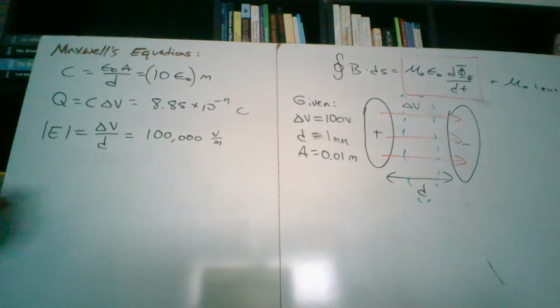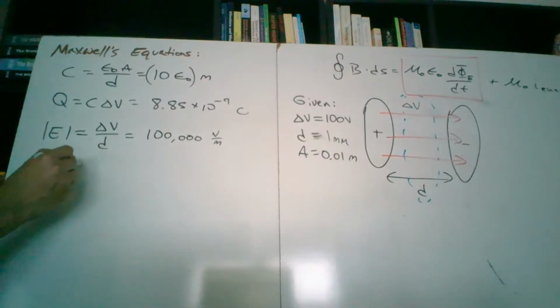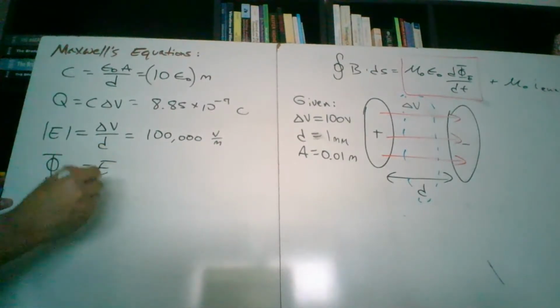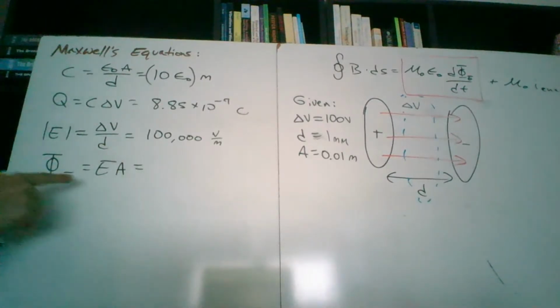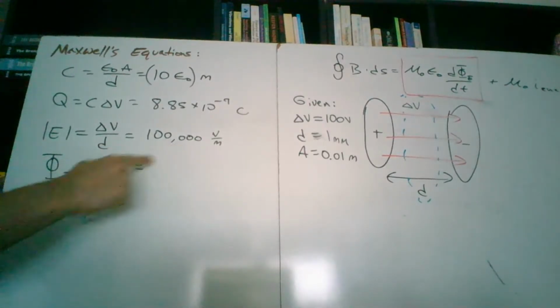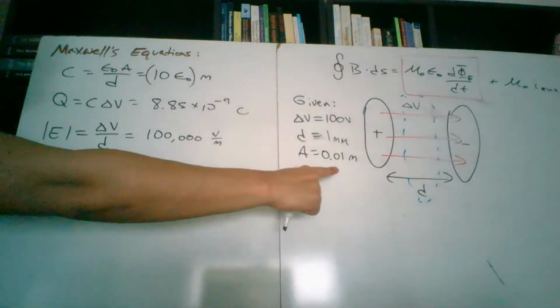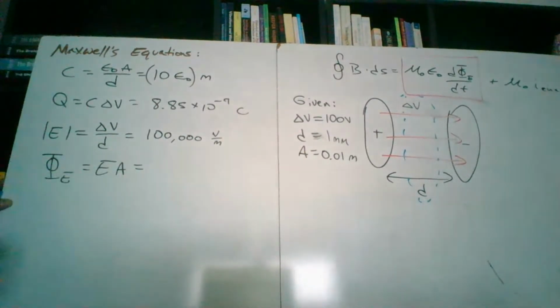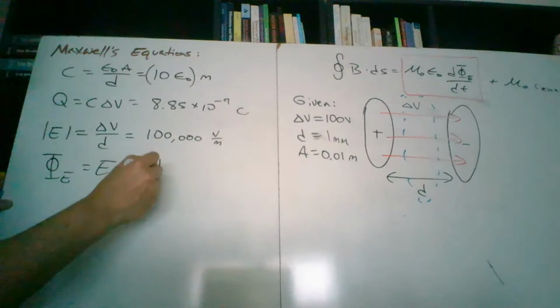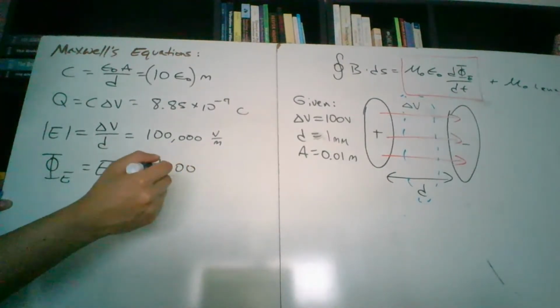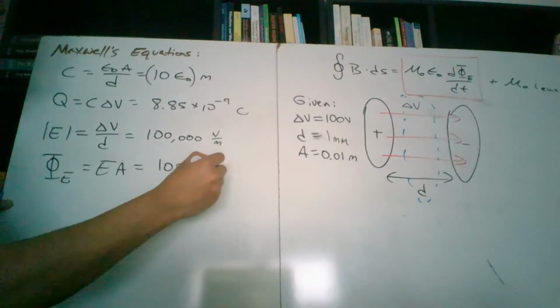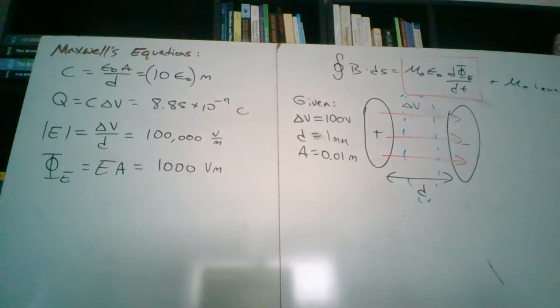Finally, given E, we can find the flux. The electric flux is equal to the electric field times the cross-sectional area. The electric field is given by this term right here, and the cross-sectional area is over here. When you multiply these two together, you will get 1,000 volt-meters. Okay, so that's the flux right now.